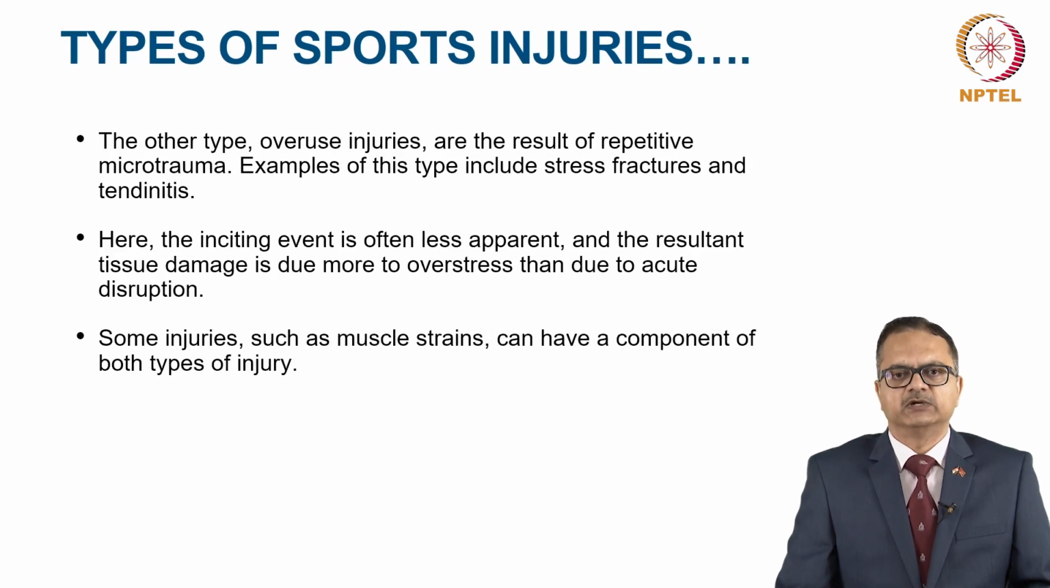The other type, overuse injuries, are the result of repetitive microtrauma. These include stress fractures and tendinitis. In overuse injuries, the inciting event is often less apparent, and the resultant tissue damage is because of overstress rather than due to acute disruption. Some injuries, however, like muscle strains, can have a component of both acute injury and overuse injury.